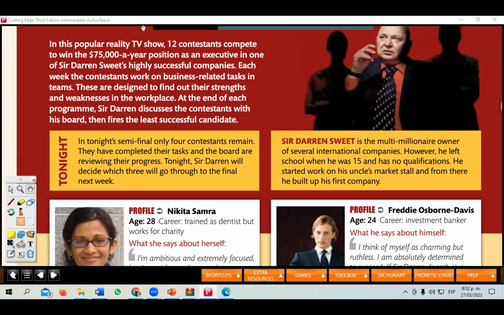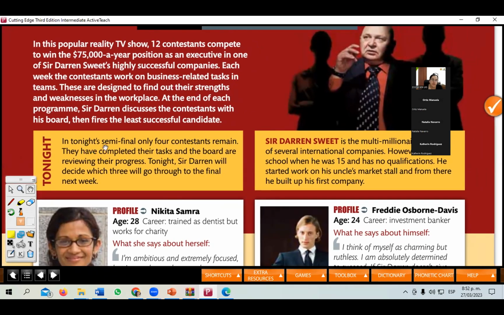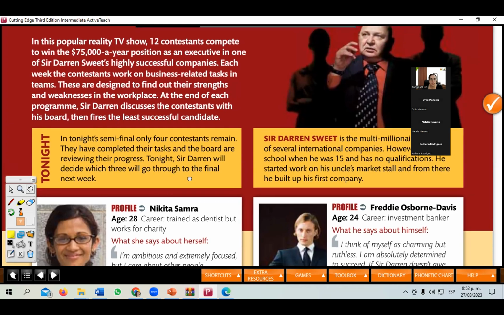Very good. All right. Any new words here? Remain. What is the meaning of remain? So for the context, we have, it's the semifinal, only 4 people remain. Permanecen o quedan. Solo quedan 4 concursantes. Only 4 contestants.